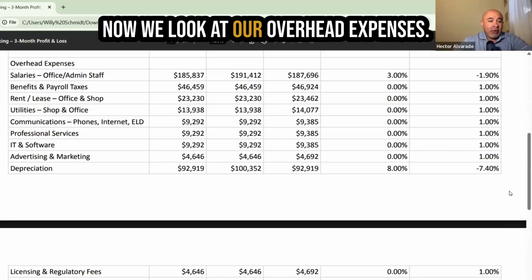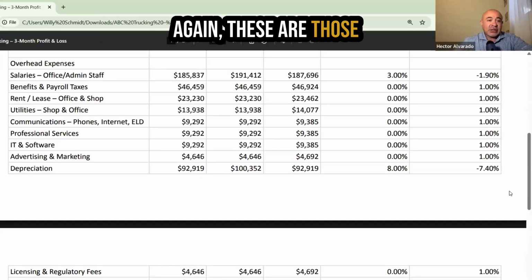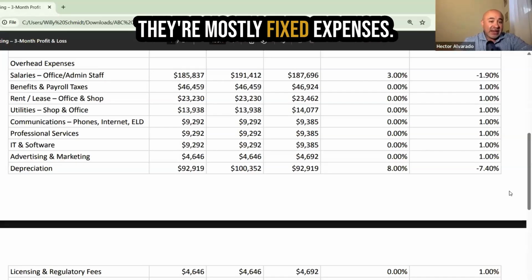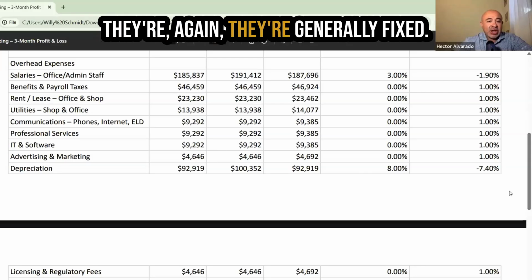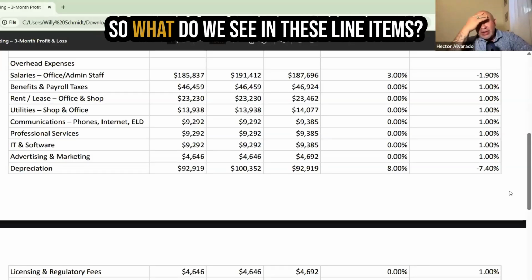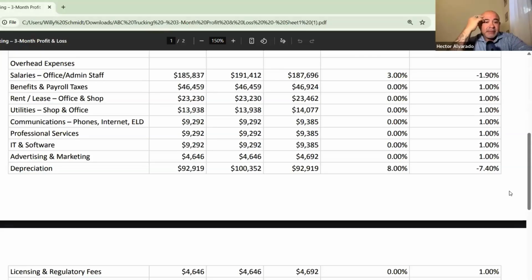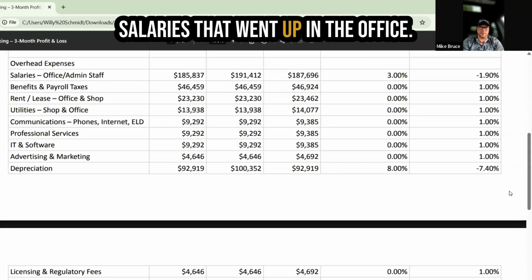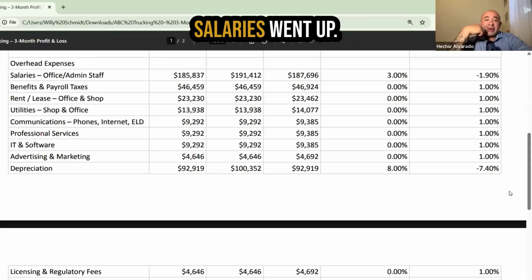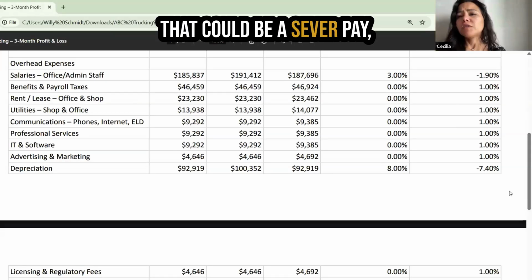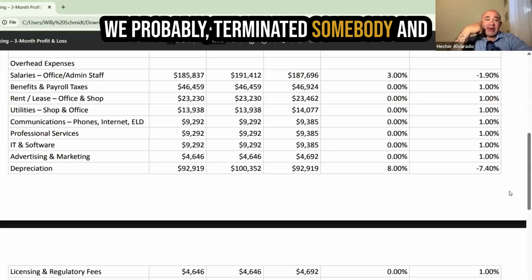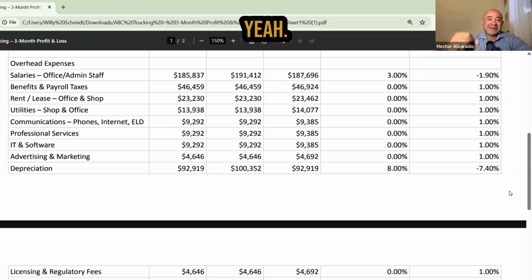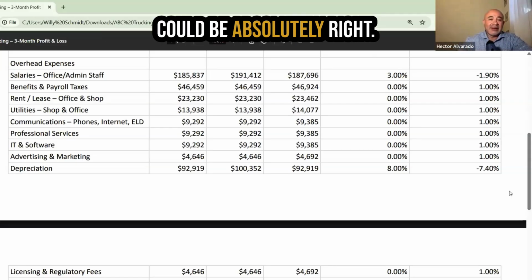Now we look at our overhead expenses again. These are those administrative costs. They're mostly fixed expenses. So what happened in January for these? They're generally fixed. So what do we see in these line items? Salaries went up in the office. Salaries went up. Yeah. That could be a severance paid. We probably terminated somebody and we had to pay them out their severance. Yep. Could be. Absolutely. Right.